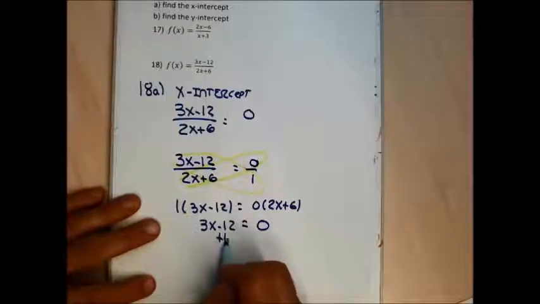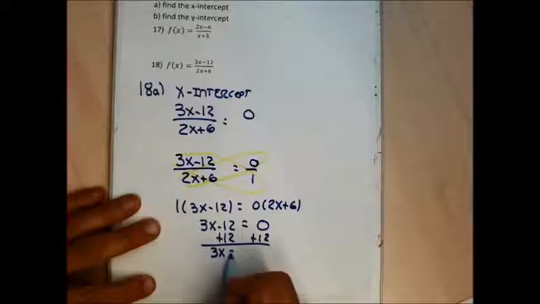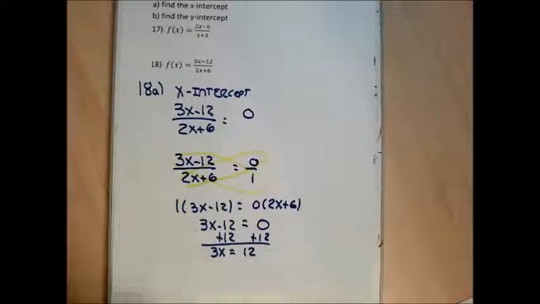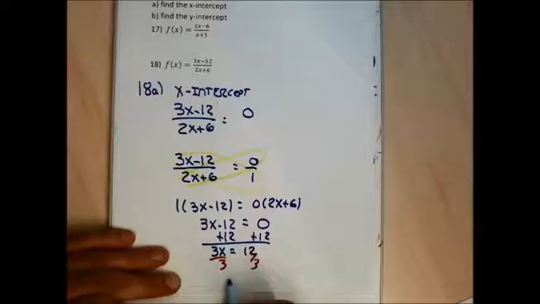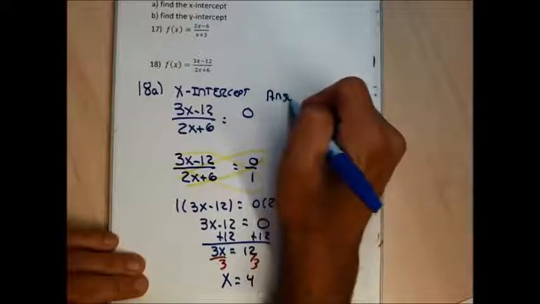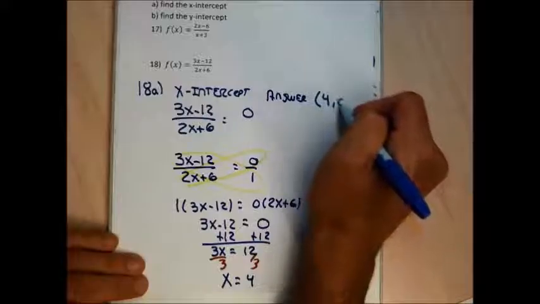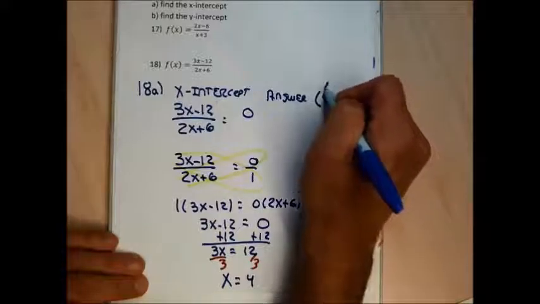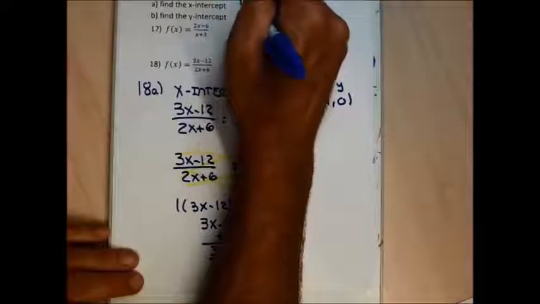Now I'm going to add 12 and divide by 3. Get 3x equal to 12. And then divide by 3, and get x equal to 4. So my answer for the x-intercept has to be written as a point. And as a point, the opposite letter is always 0 for an intercept. The opposite letter of an x-intercept is a y, so the y needed to be 0. Done with part A, I'll move on to part B.